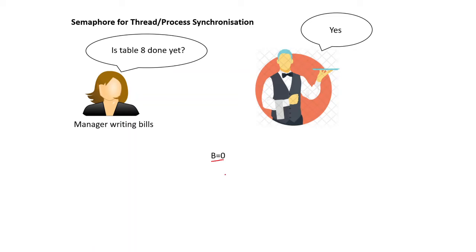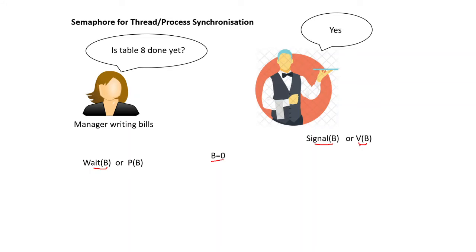Now, in this case, we can say that writing the bill is a semaphore B with a value equal to 0, where the manager needs the information if table number 8 needs a bill. It is waiting on the semaphore B. And when the waiter signals that yes, you can write the bill, it serves as the signal operation on B, or a V operation on B.